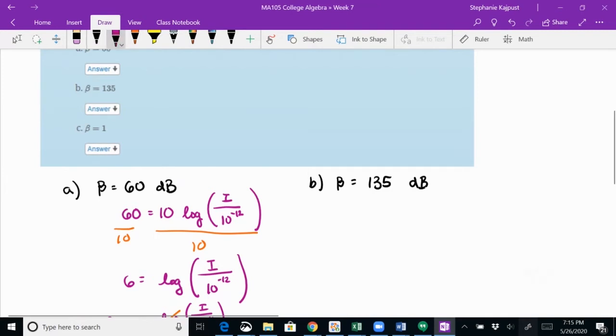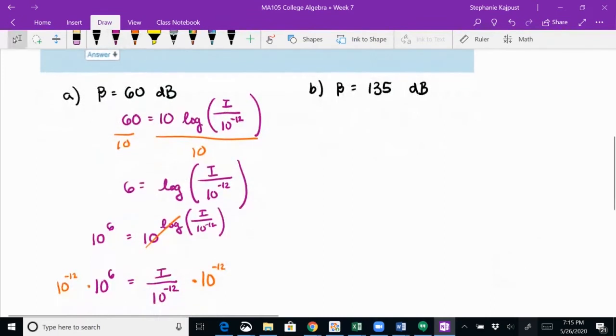Okay, so I am going to replace beta, the Greek symbol beta, with 135 in my equation. So that's 135 equals 10 times the log of I over 10 to the negative 12. Just like in part A, we want to get the log part by itself, so we need to divide both sides by 10.